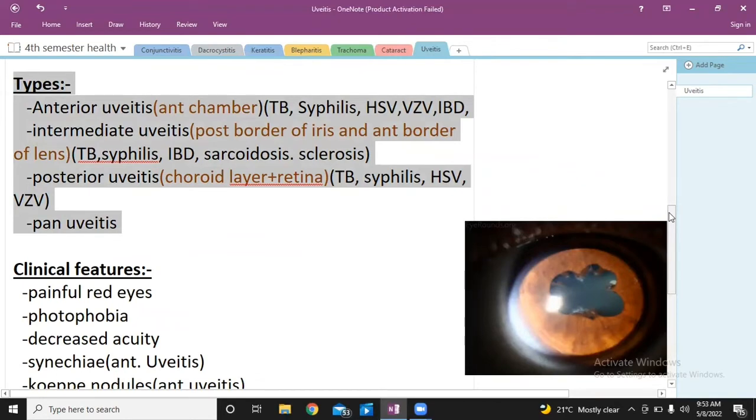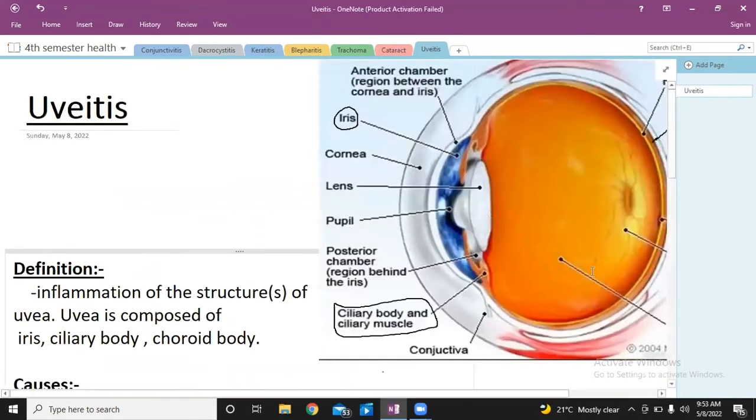Then there is posterior uveitis. Now, what is posterior uveitis? It is when there is inflammation of the choroid layer with the retina, sometimes with the retina, not always.